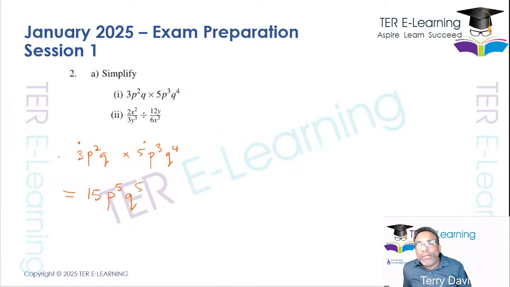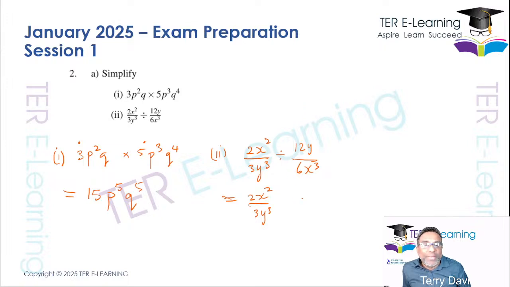So that's part 1. In the case of part 2, we have 2x squared all over 3y cubed, and we're dividing that by 12y all over 6x cubed. So this is a division here. You're going to write 2x squared over 3y cubed. When we divide by a fraction, you change the sign to multiply, and we have to invert. So this is going to be 6x cubed all over 12y.